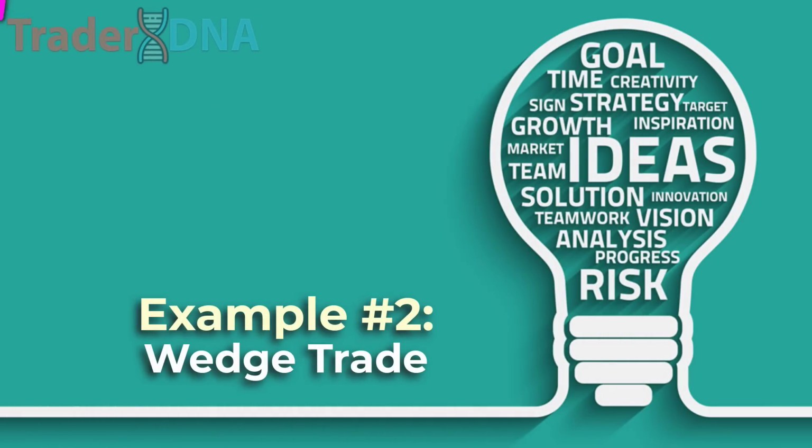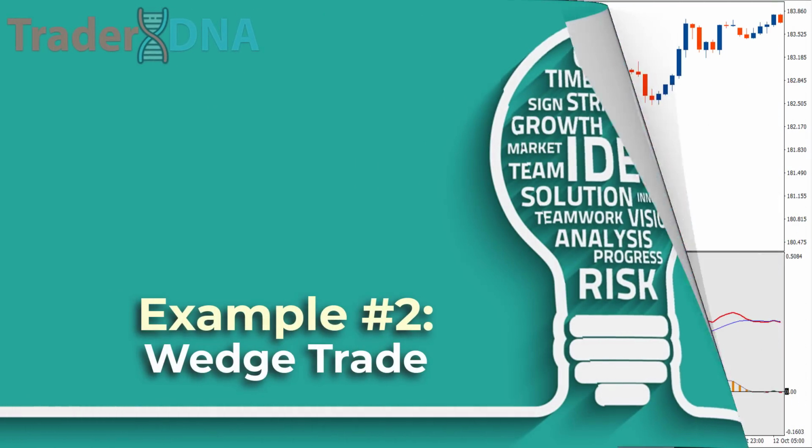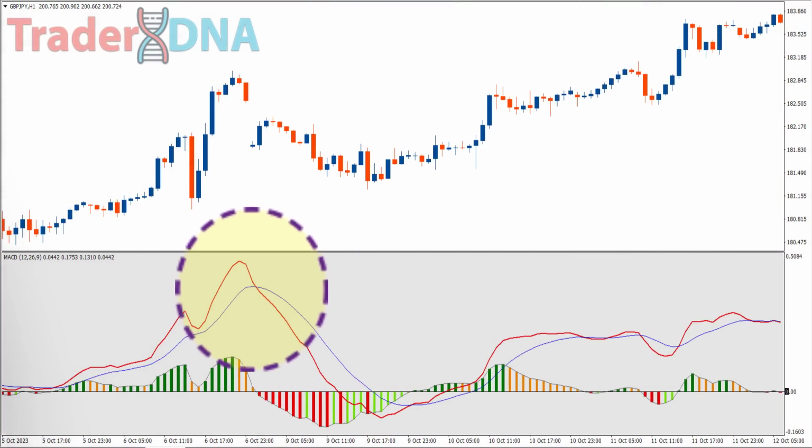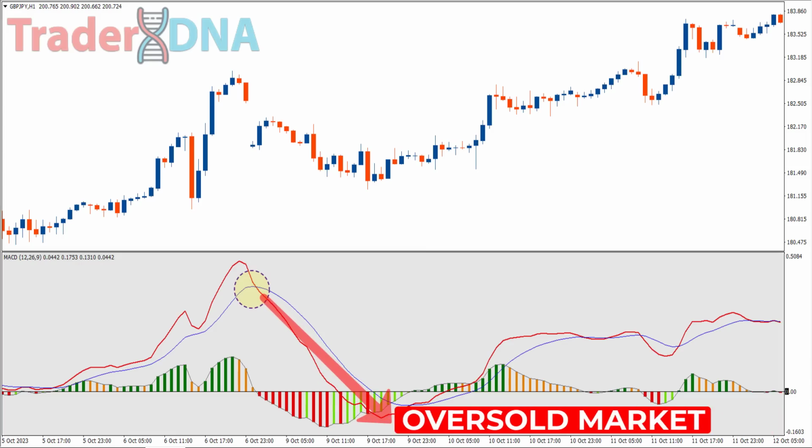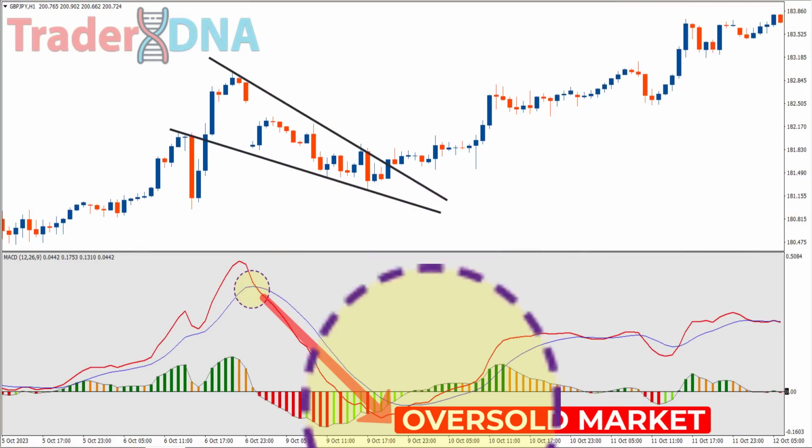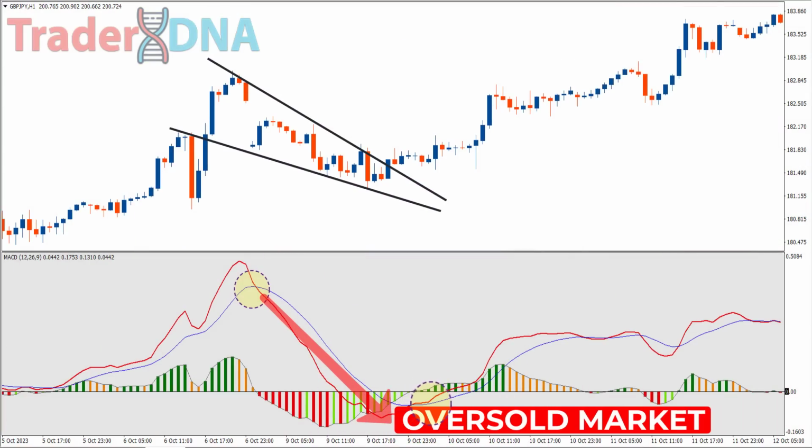Example number 2. Wedge trade. We see a sell signal or bearish trend when MACD crosses below its signal line. Then, the MACD line stays below the zero line, indicating oversold market conditions. The chart pattern observed during this bearish price action is the wedge pattern. Therefore, we initiated a buy position after the MACD crossed above its signal line, along with the price breaking out of the wedge pattern. Next, the price rises, so traders earn huge profits.